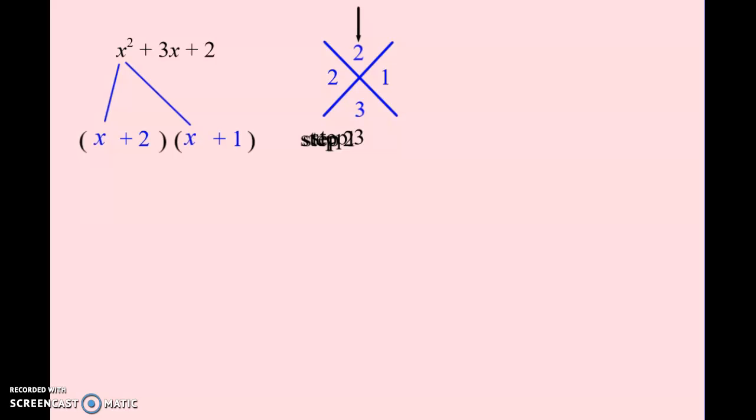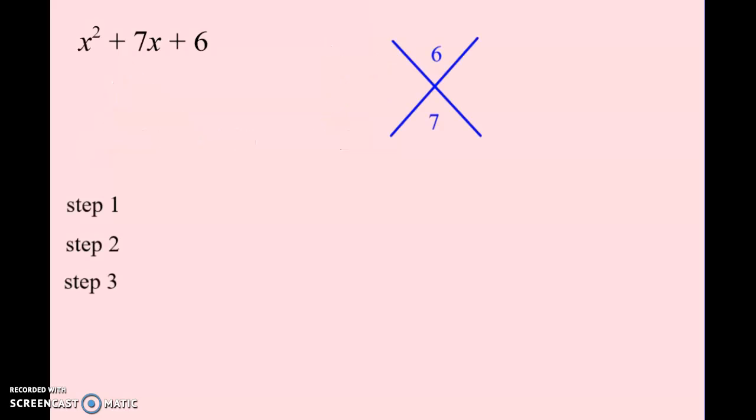If you use FOIL, you would notice that you have x plus 2, x plus 1. Here's 2x plus 1x gives me the 3x in the center, and 2 times 1 equals 2. Easier, right? Let's try another.